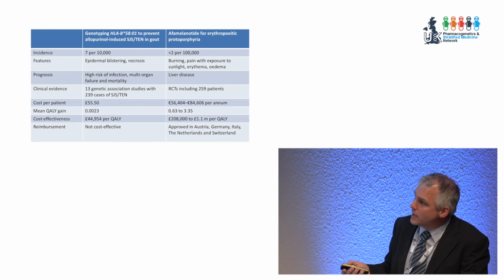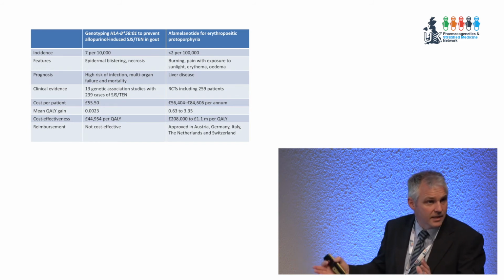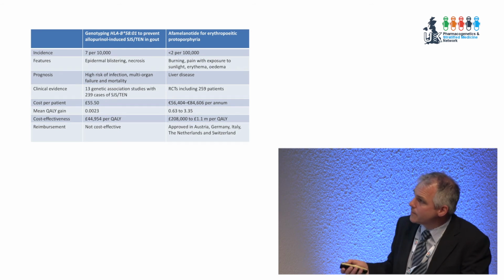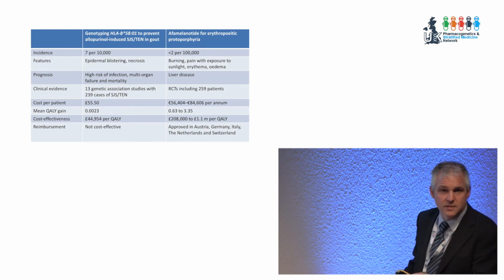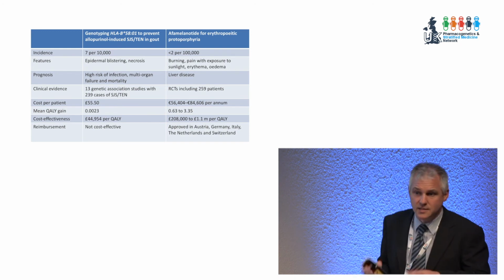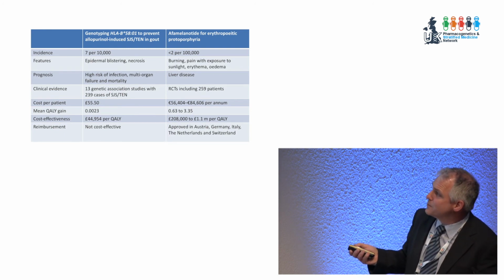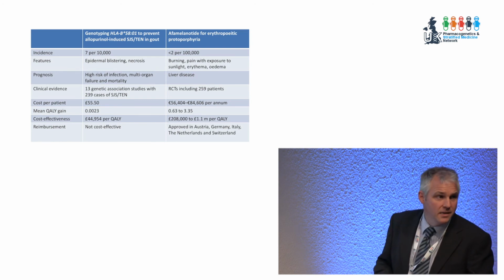The mean QALY gain is very small because only 7 in 10,000 actually experience the adverse drug reaction, but you have to test everybody, obviously, to be able to categorize them by their genotype. So there's a very small incremental gain in QALYs compared with a very large gain in QALYs with this treatment. Looking at cost effectiveness, we estimated it was about £45,000 in the context of allopurinol. That would not be judged cost effective. NICE would probably think, well, as a single allele test, this would not be cost effective. Whereas for afamelanotide, the cost effectiveness is between £200,000 per QALY and £1 million per QALY.